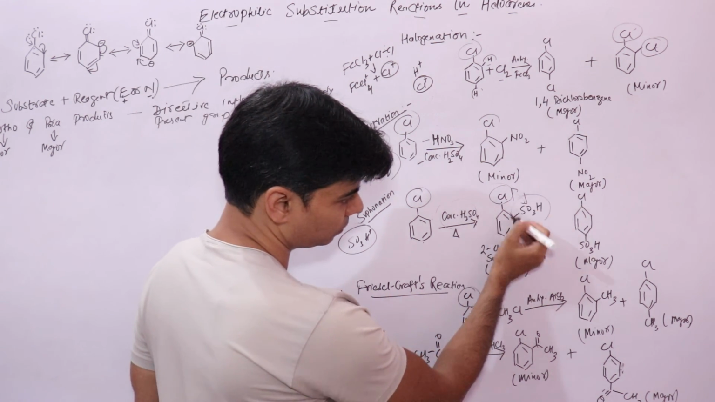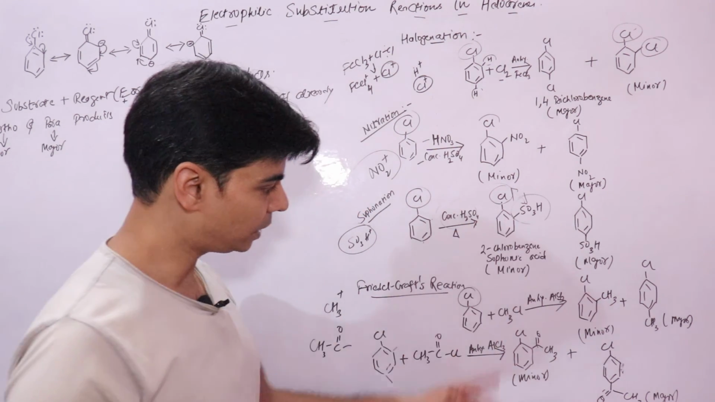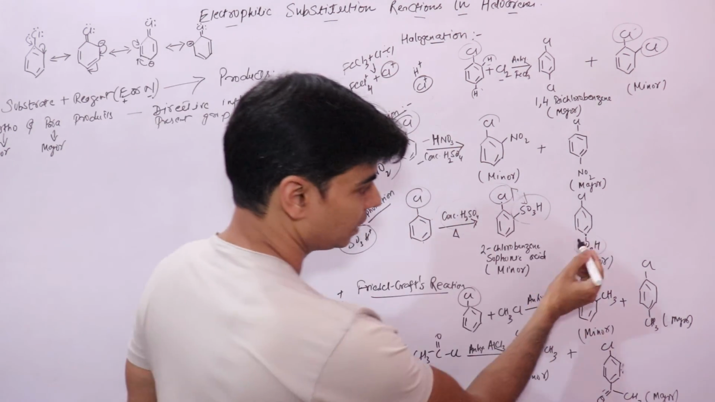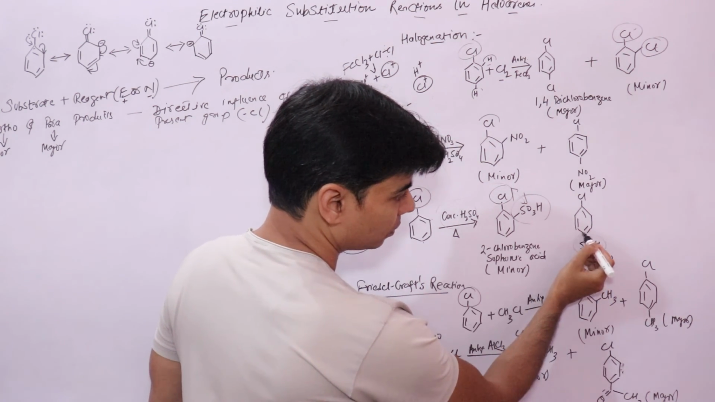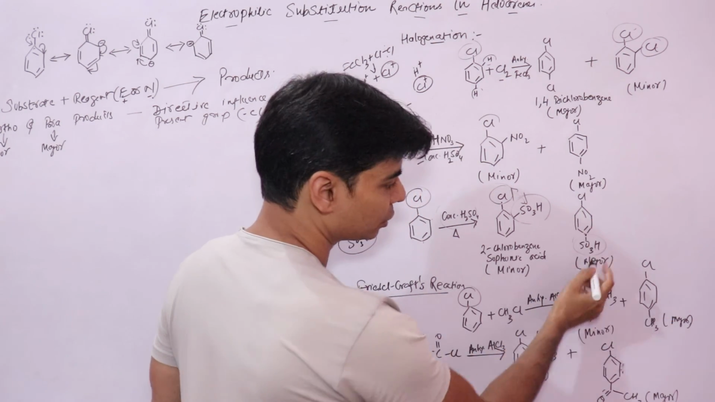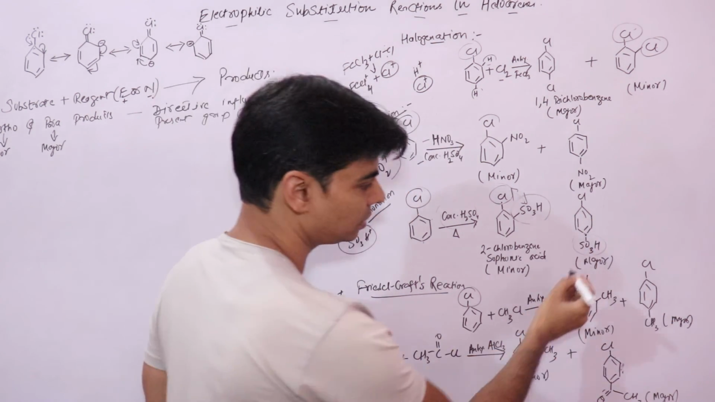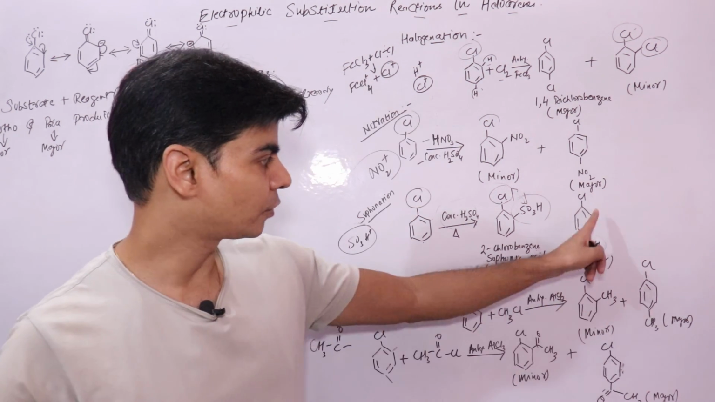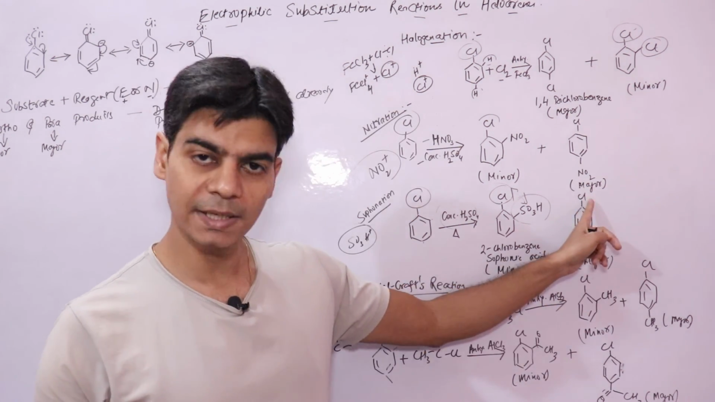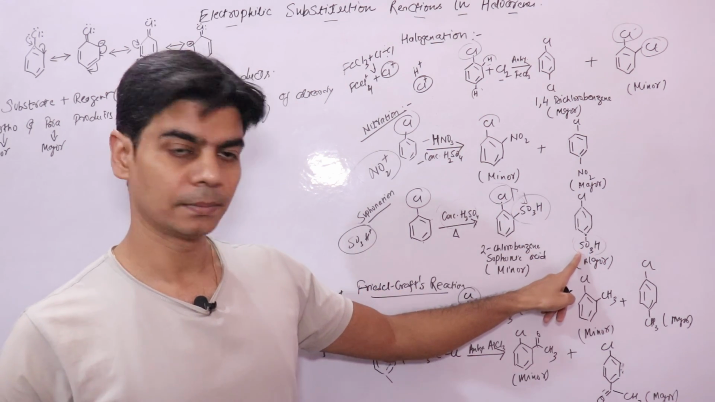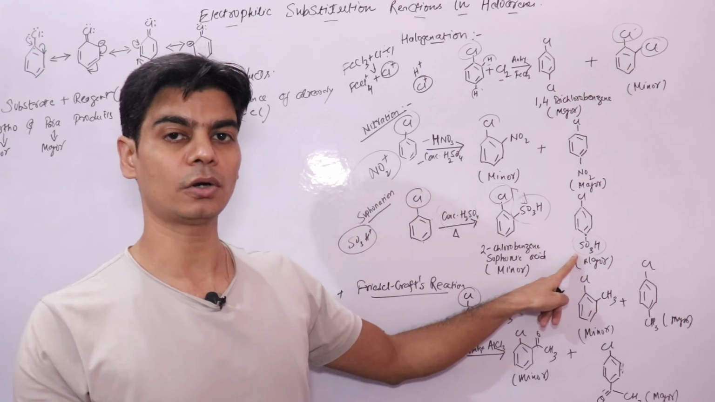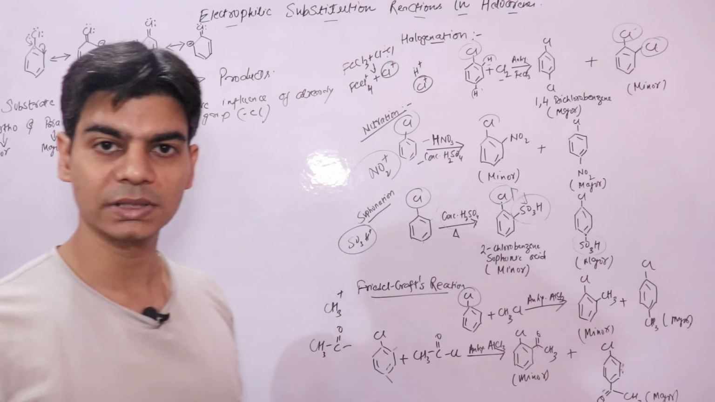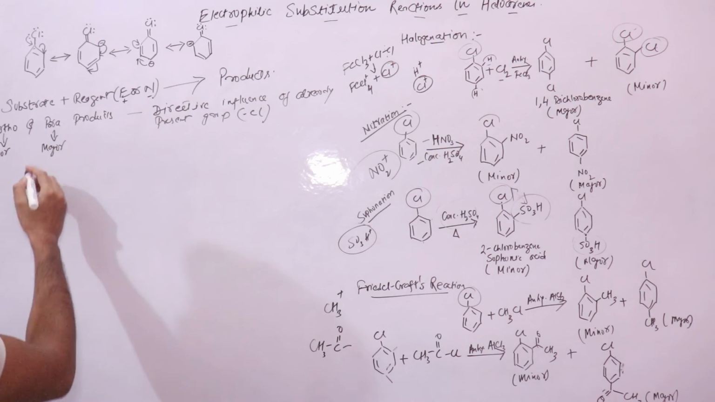So it will not take up this position, it will take up the para position, because at the para position the incoming electrophile is at a much greater distance from the already present Cl group. So it will not face any steric hindrance, right? That is why your para product is always in major quantity.